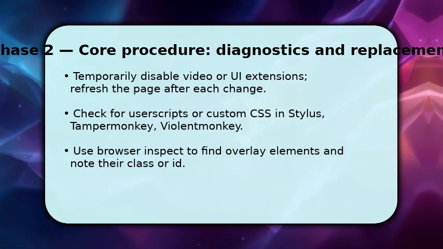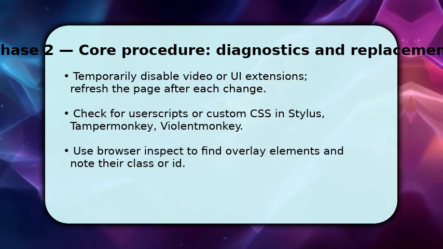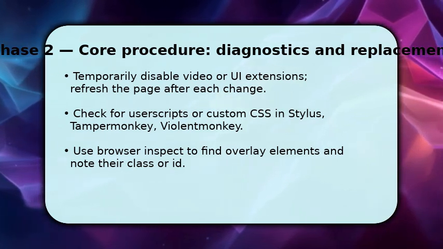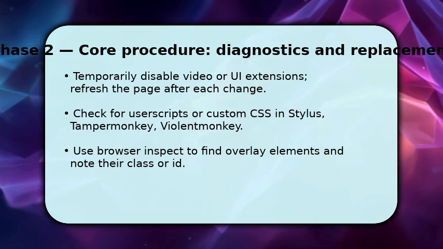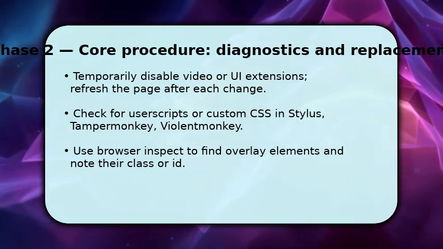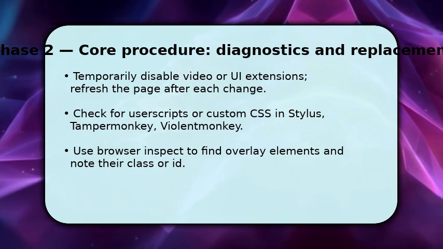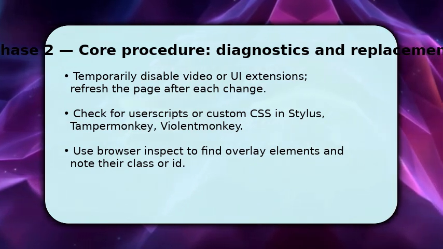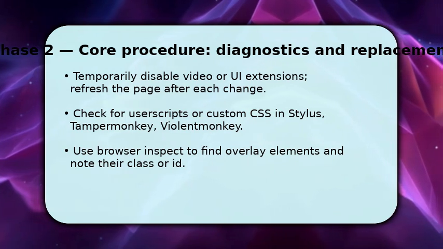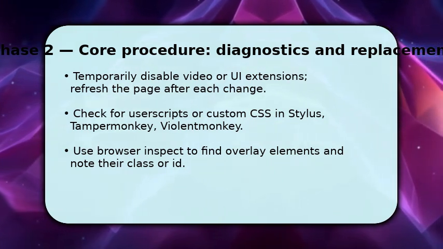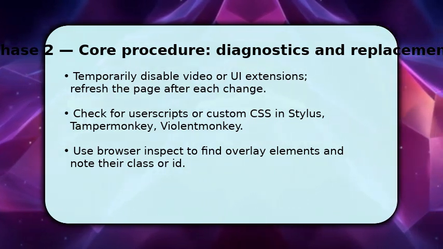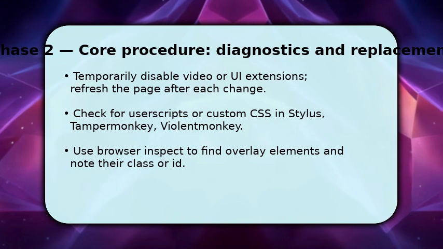If you use user scripts, open TamperMonkey or Stylus and temporarily turn off scripts that touch YouTube. Make sure to check accessibility extensions that inject controls. If unsure, press F12 to open DevTools and inspect the player area to spot overlays. Note class or ID names so you can target them later. Once identified, you will remove or override those styles.